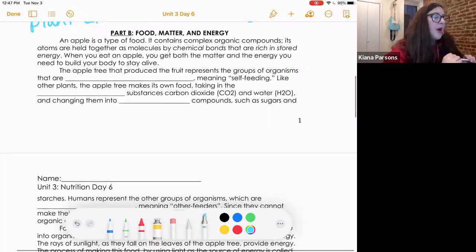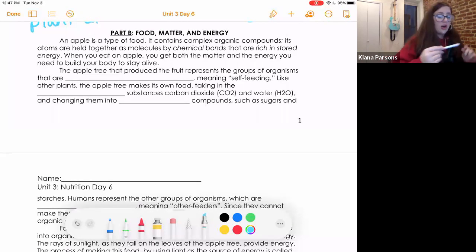So, part B, food, matter, and energy. An apple is a type of food. It contains complex organic compounds. Its atoms are held together as molecules by chemical bonds that are rich in stored energy. When you eat an apple, you get both the matter and the energy you need to build your body to stay alive. The apple tree that produced the fruit represents the groups of organisms that are autotrophic.